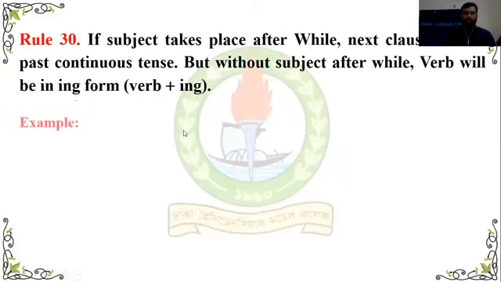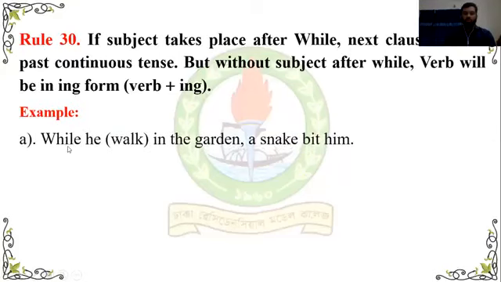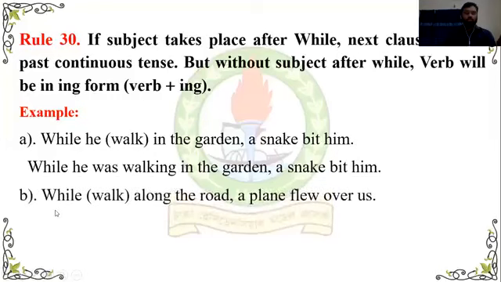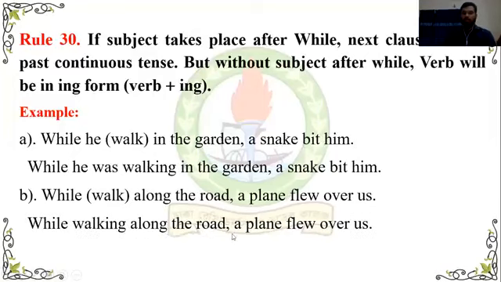So let's see. Here you see while, then the subject. So the verb will be in the past continuous tense. While he was walking in the garden, a snake bit him. And another example is while walking. Here you see the subject is omitted here. So you have to take only verb plus ing. So while walking along the road, a plane flew over us.